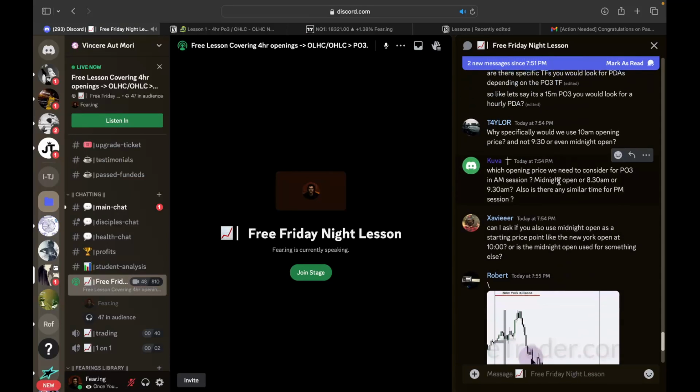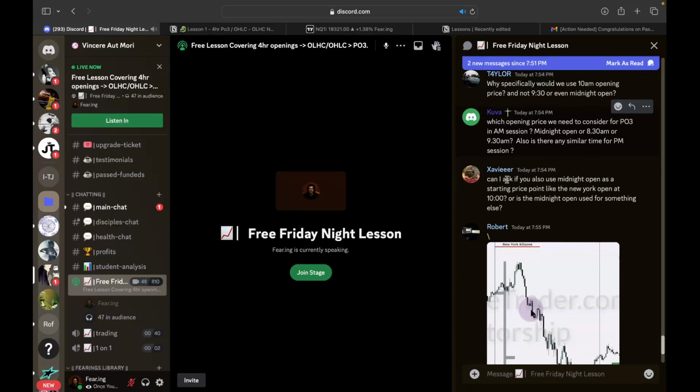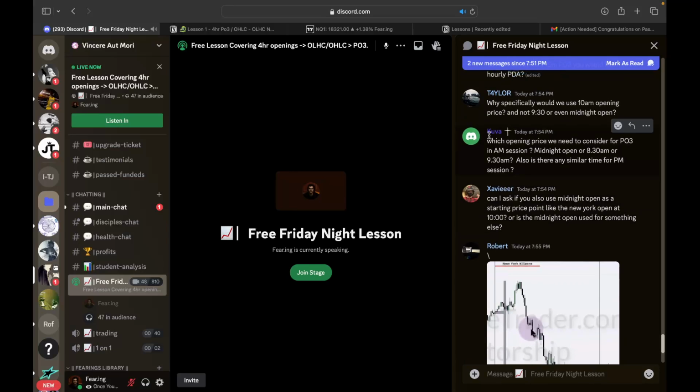Power 3. Which opening price will we need to consider for power 3 and AM session? So opening price for AM session, we want to look at 10 o'clock, the new 4-hour candle, and 10:30, the first New York 90-minute candle. And then you can also look at each 1-hour candle.